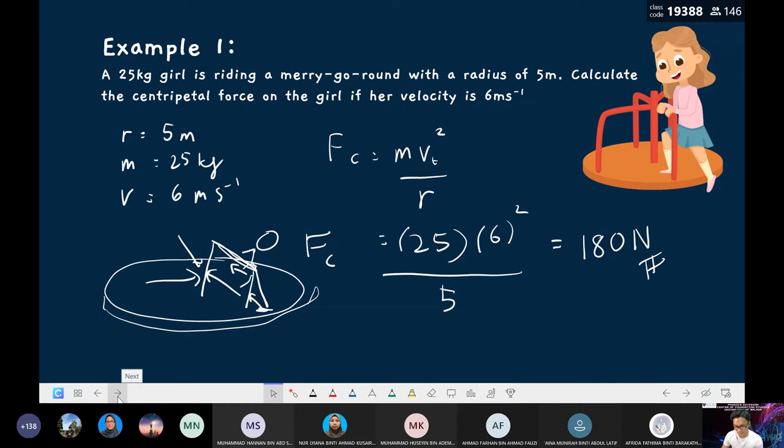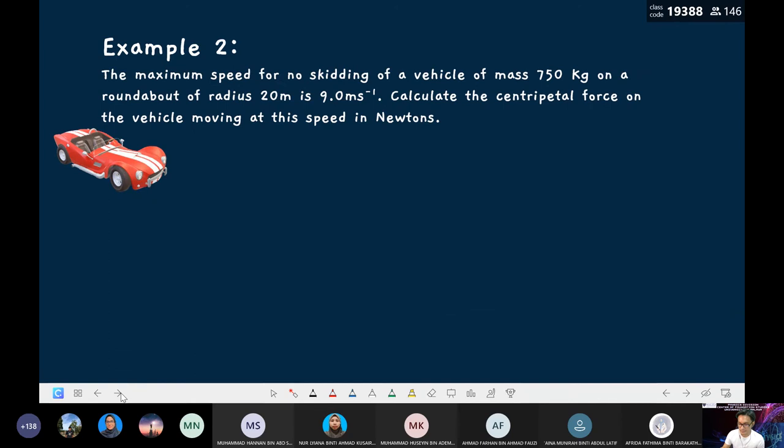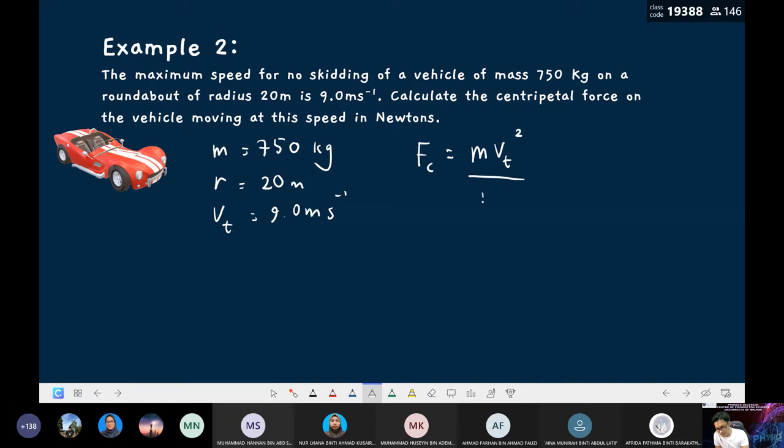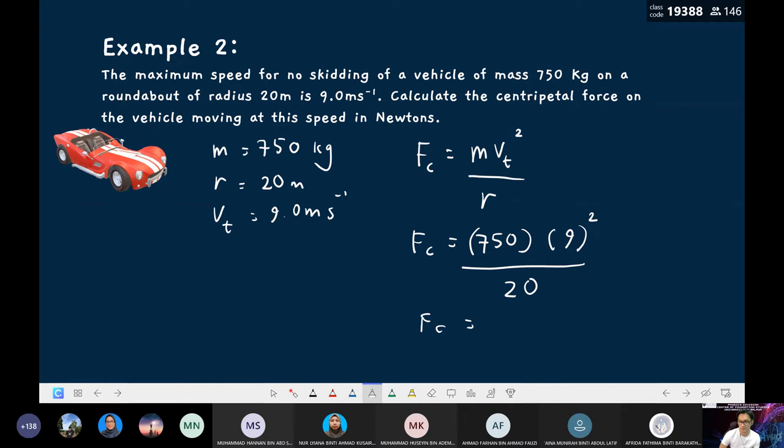Alright, good. Next. Okay, the maximum speed of no skidding of a vehicle of mass 750 kilogram. So mass is 750 kilogram. And on the roundabout of radius of 20 meter. And also the tangential speed is equal to 9.0 meter per second. And calculate the centripetal force on the vehicle moving. Jadi we have our equation for centripetal force is equal to the mass times the tangential velocity to the power of 2, we divide by radius. Jadi our mass now is 750, all in SI. Okay. And then our tangential velocity is 9 to the power of 2. We divide by 20 meter. Okay, so what is our centripetal force for the car so that it does not skid from the track?